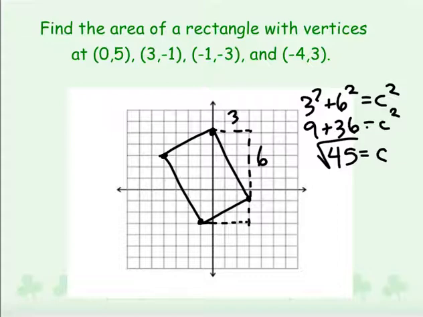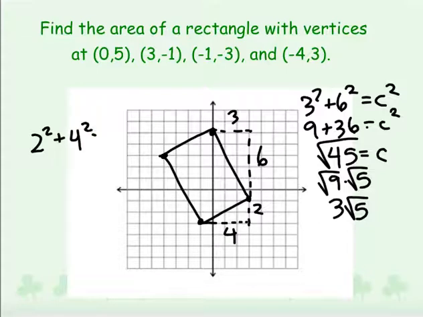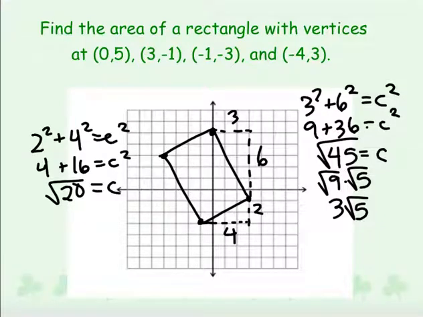But we need to simplify the square root of 45. Well, that's just the square root of 9 times the square root of 5. So we say that's 3 root 5. And then our other one, we have a 2 by 4. So we do 2 squared plus 4 squared equals c squared. So 4 plus 16 equals c squared. So root 20 equals c. And we split that into root 4 times root 5. So that's 2 root 5.